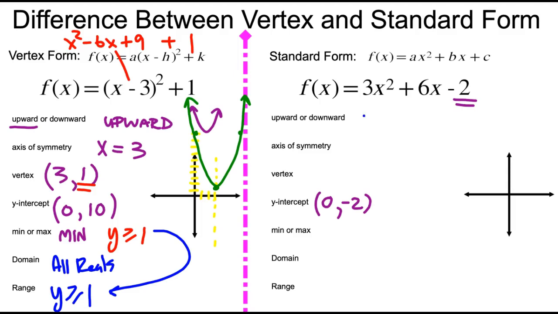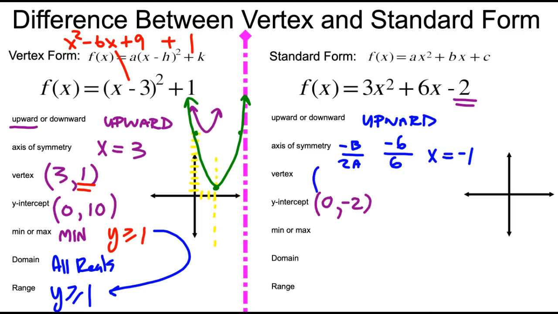Upward or downward? Upward. Good. Axis of symmetry, can't just look at it anymore. I have to calculate opposite of b over 2a because it's in standard form. Opposite of b is going to be -6 over 2 times a, which is 2 times 3, is +6. That's going to be x equals -1.